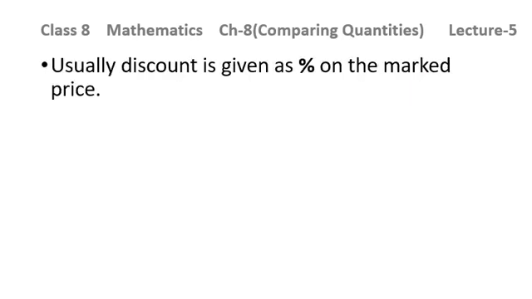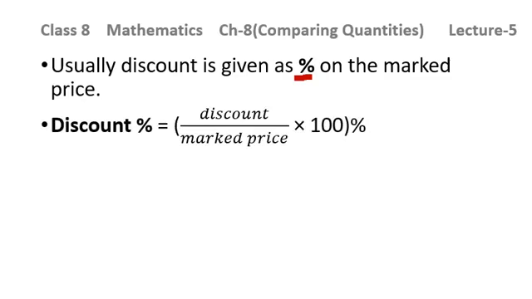Now usually discount is given as a percentage on the marked price, and we all know that whenever we get a discount, it is usually mentioned in percentage. And discount percentage is always calculated on the marked price, because we need to deduct the discount from the marked price, listed price, catalogued price. These are all other names of marked price. So discount percent is always calculated on the marked price, and the formula of discount percent will be discount in the numerator over denominator, that is marked price, into 100%, because we want to find discount percentage.